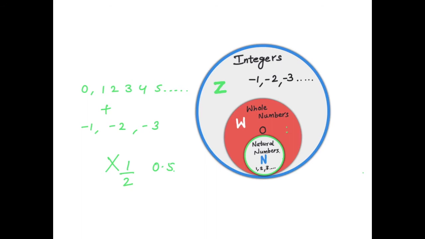So you can say integers is a big set. It includes both whole numbers and natural numbers. So in this case, again, we can say all natural numbers and all whole numbers are integers. But it is wrong to say otherwise. If you say all integers are whole numbers, it will be wrong because integers include negative numbers also. Same as natural numbers: natural numbers have only positive numbers, but integers have negative numbers. So integers is a bigger set.